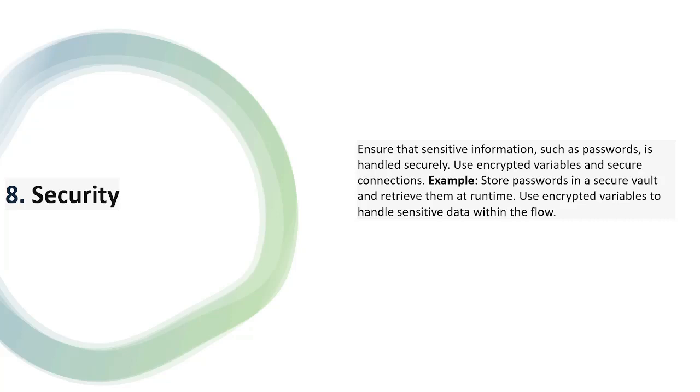Eighth best practice is security. Ensure that sensitive information such as passwords is handled securely. Use encrypted variables and secure connections. Example is store passwords in a secure vault and retrieve them at runtime. Use encrypted variables to handle sensitive data within the flow.